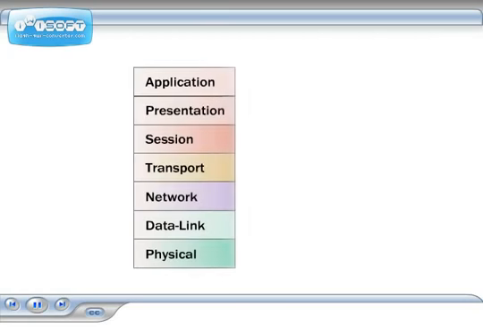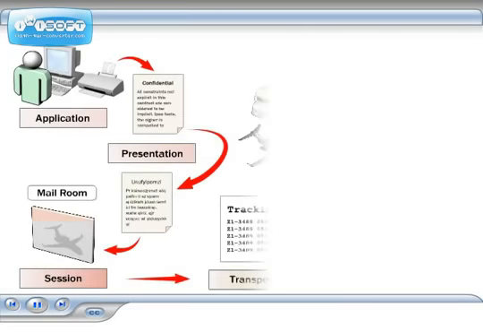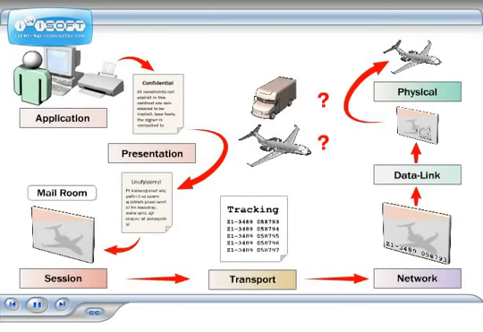A phrase that may help you remember the order of the OSI layers is, "All people seem to need data processing." In this presentation, you have seen how the OSI model describes the process by which data is prepared and sent over a network.